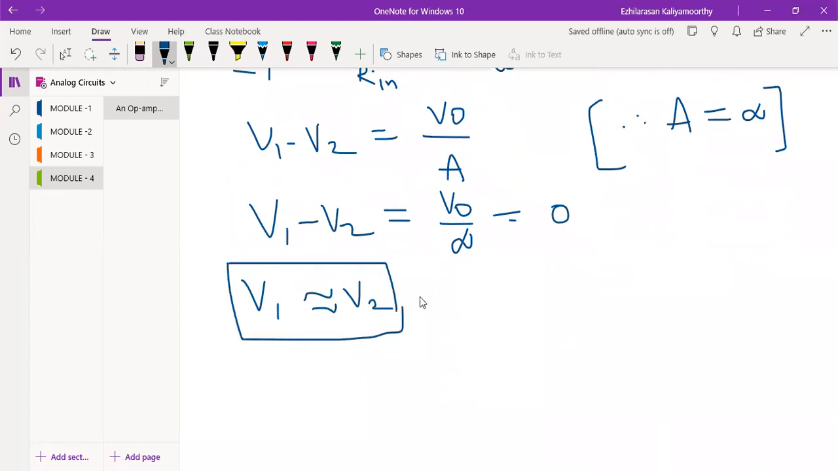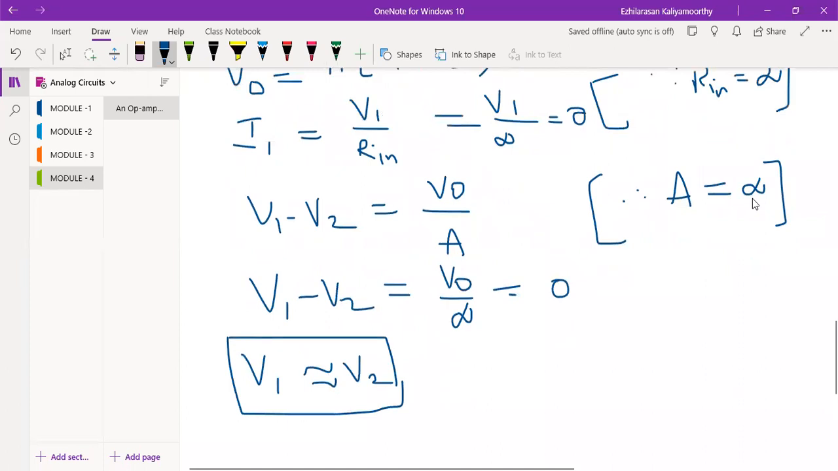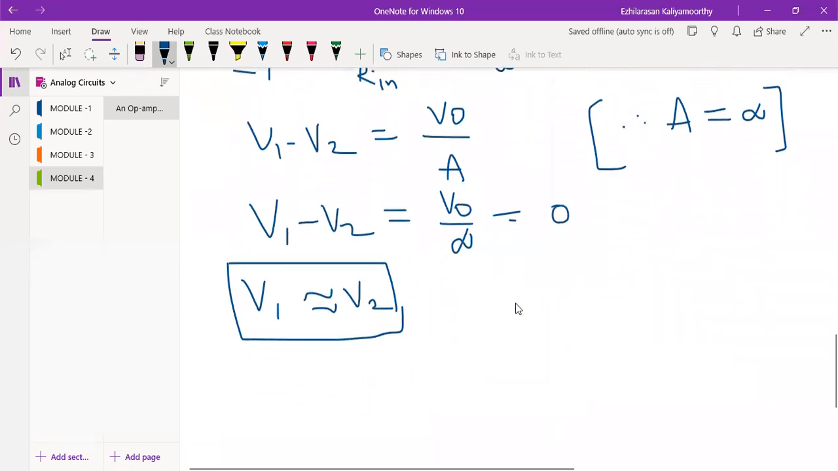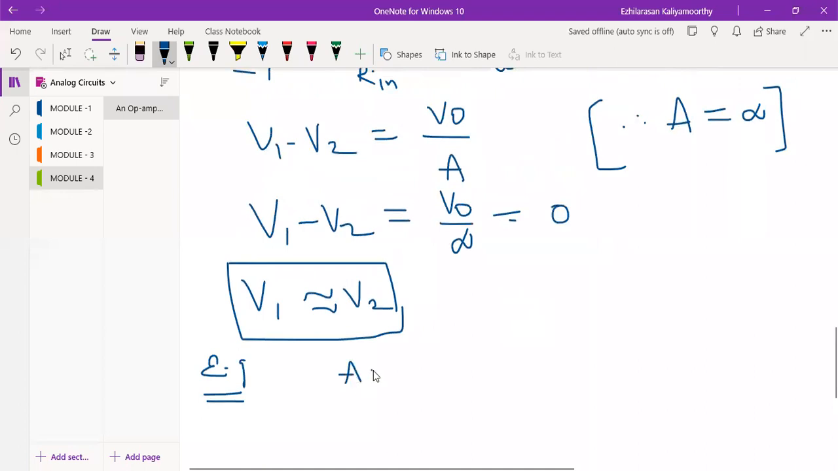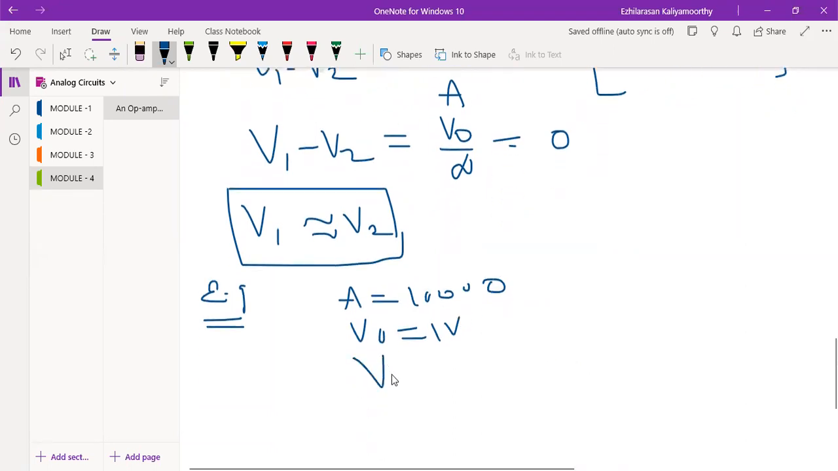But you may think that here I'm saying A is infinity, but in practice it is very, very high, so V1 minus V2 will have a very, very small value. Let me take an example. Say A is 1000 or 10,000, very, very high. Then consider the V out we get is 1 volt. Then what will be my input voltage, that is V1?